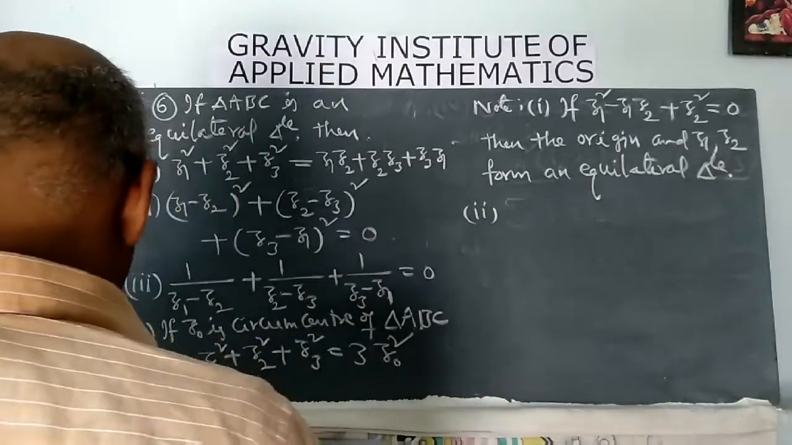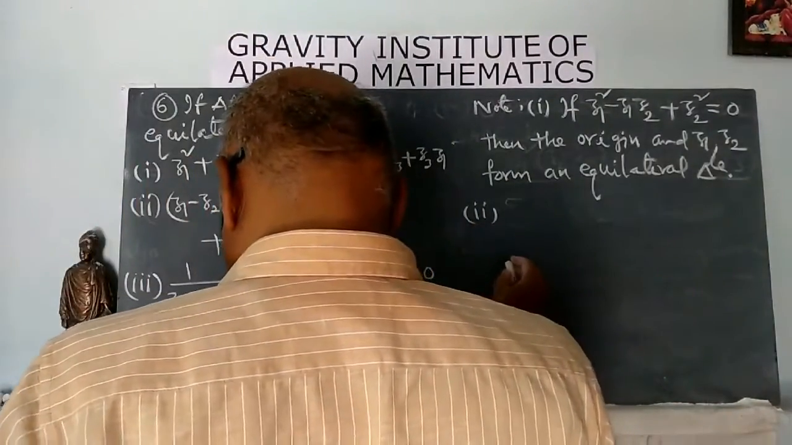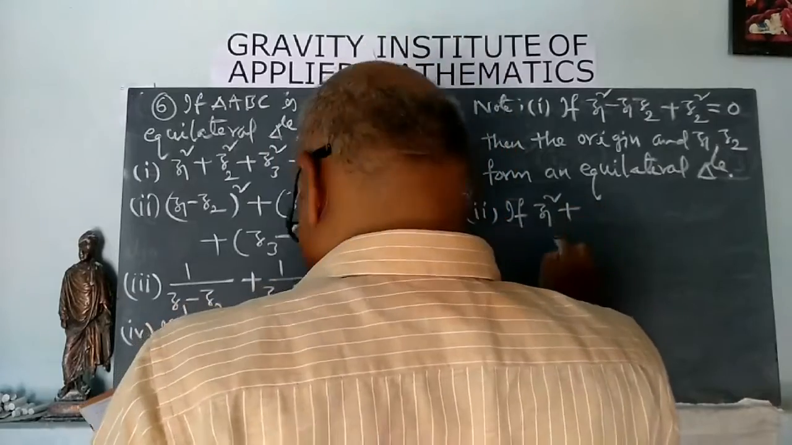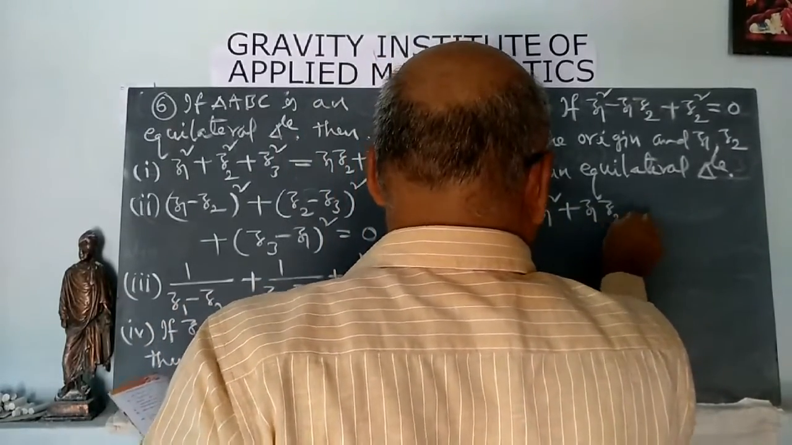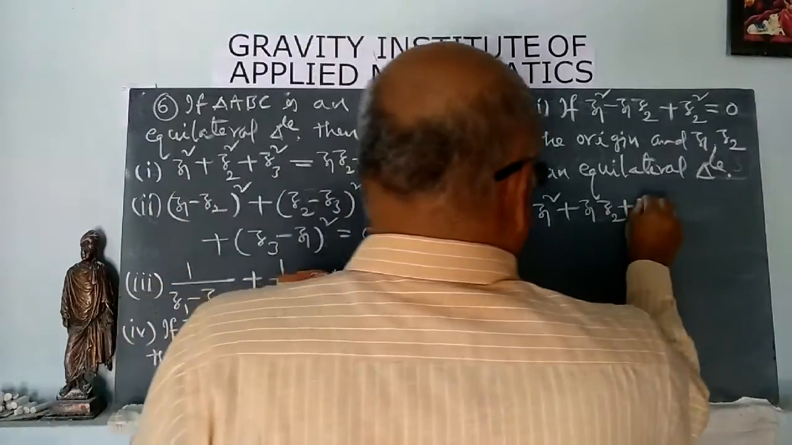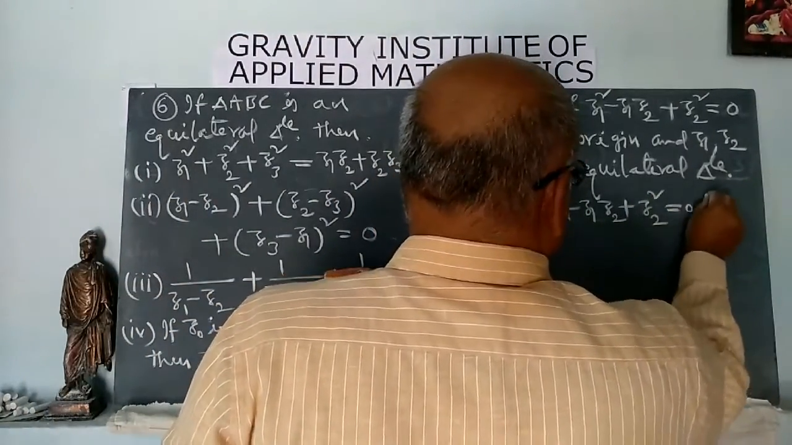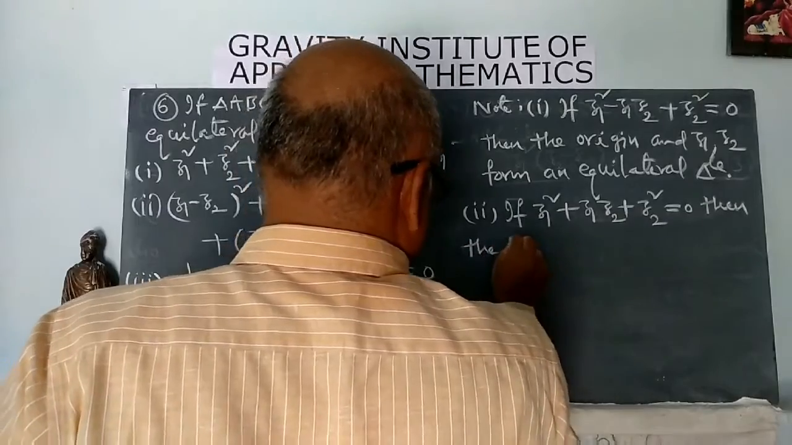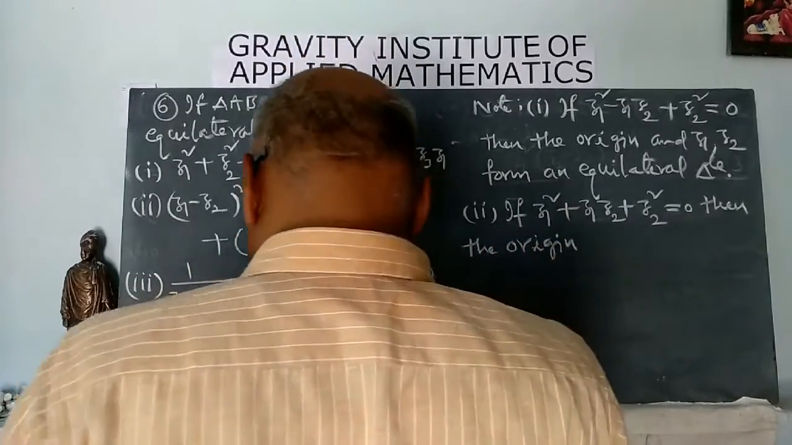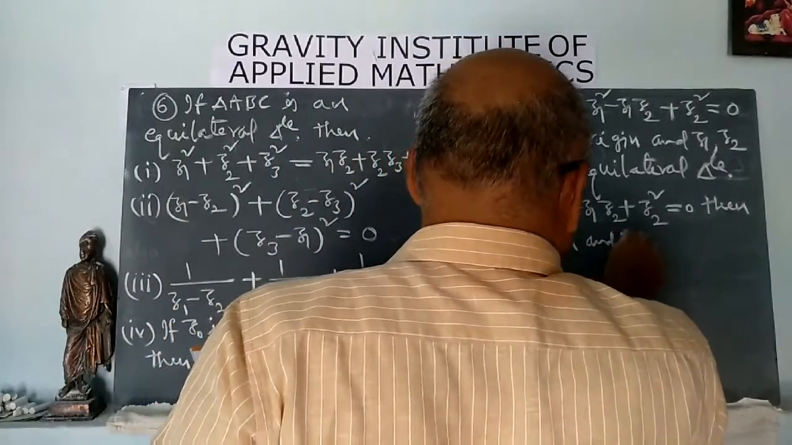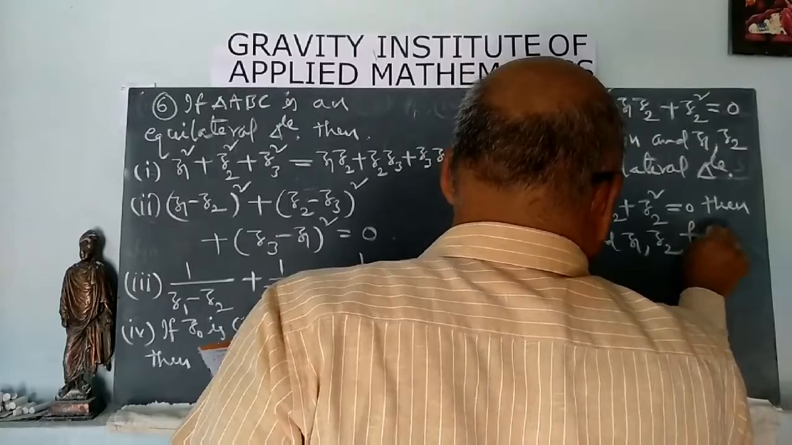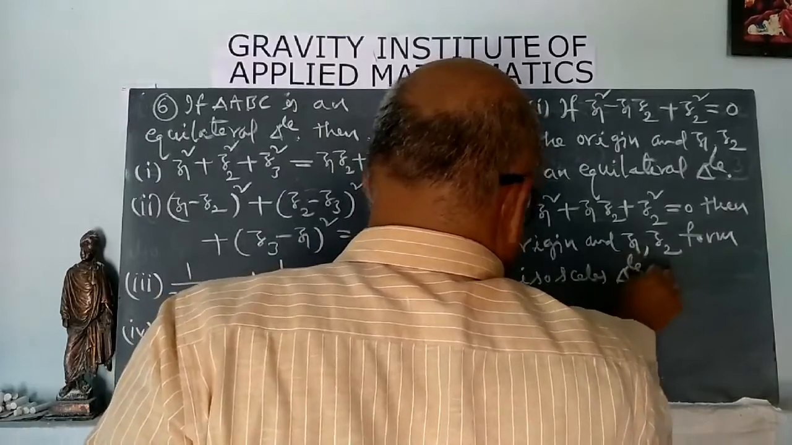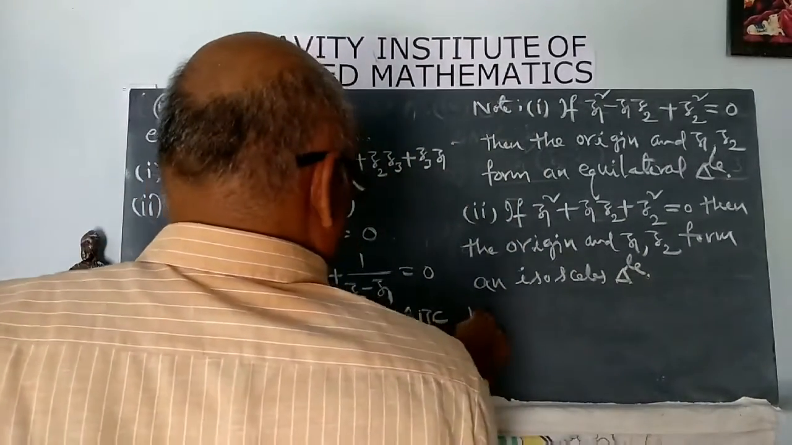Second subpoint in note, if Z1 square plus Z1 Z2 plus Z2 square is equal to 0, then the origin and Z1, Z2 form an isosceles triangle.